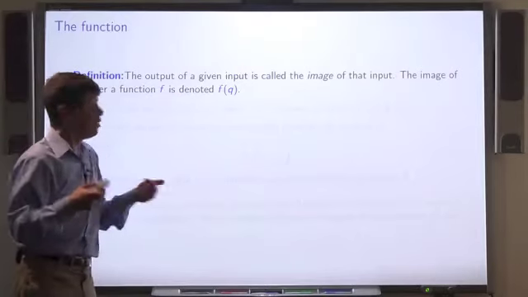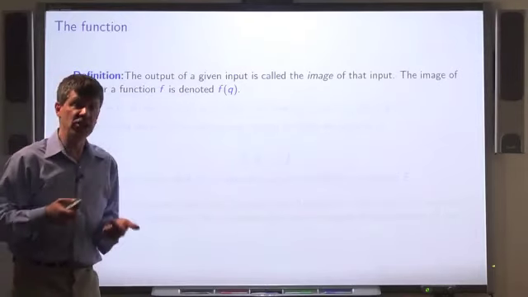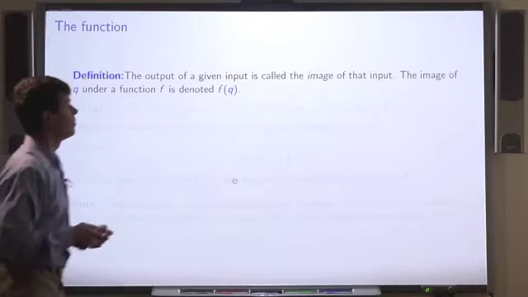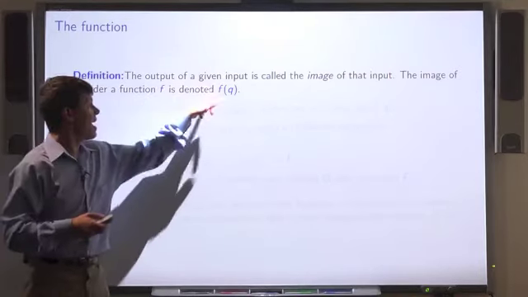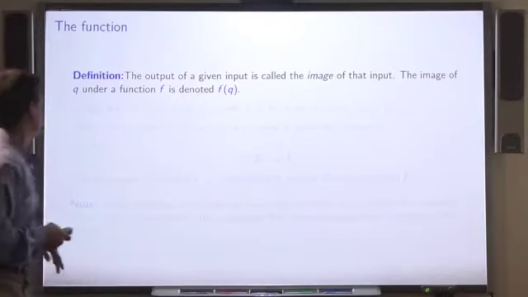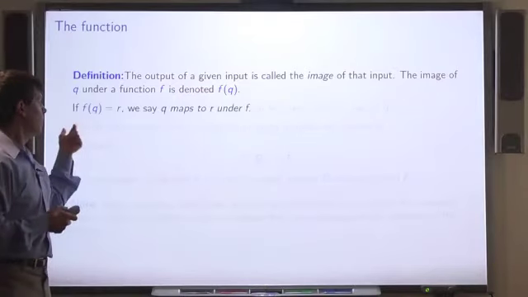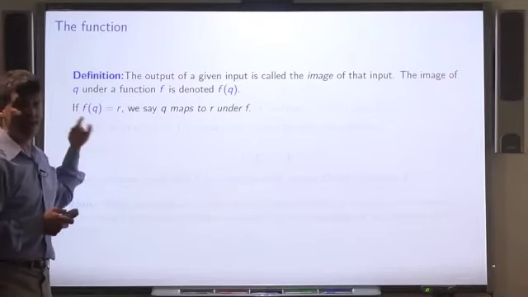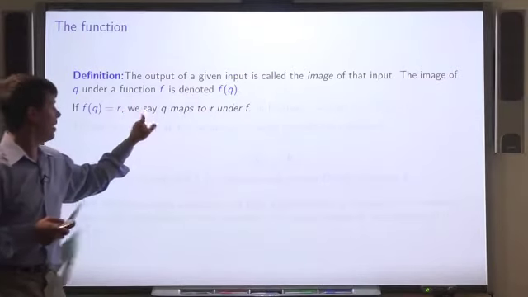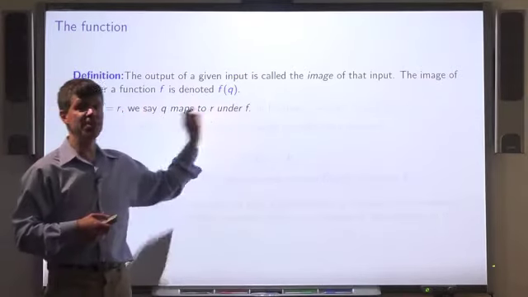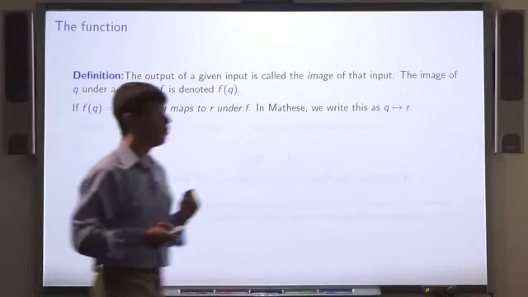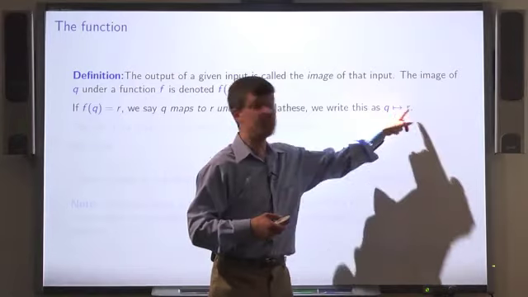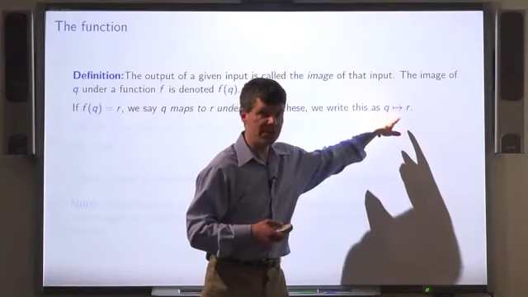Now, the output for a given input is called the image of that input under the function. The image of q under the function f is denoted f of q. This should all be very familiar. And if f of q equals r, we say that q maps to r under f. In math, we write it this way: q maps to r. So this symbol represents "maps to."